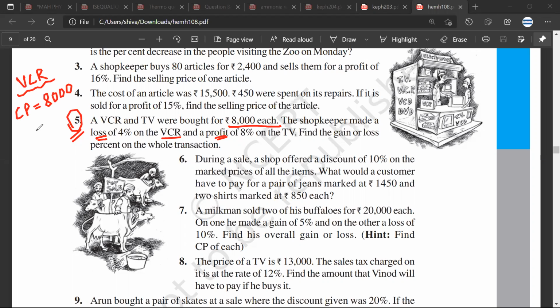So the loss is 4% of 8,000. Satya, is it correct? Yes, sir.